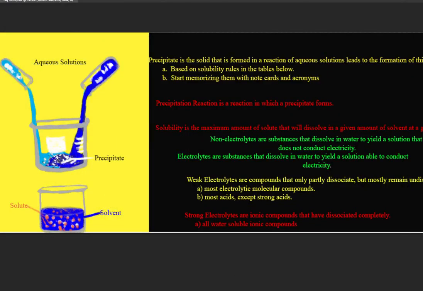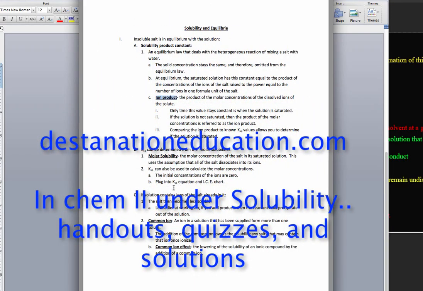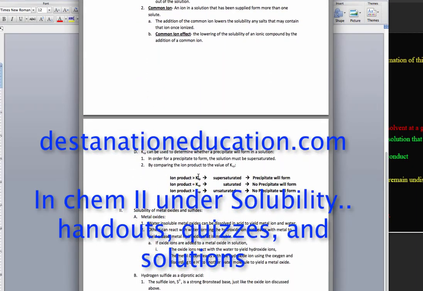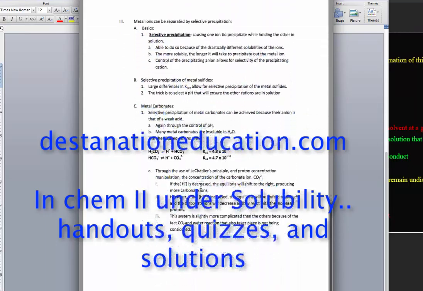In part 2 of the solubility discussion, we will be going in much more detail. We'll be looking at the details of solubility of soluble salts, looking at KSPs and the ion product. What happens when we put precipitates in solutions? Will they ionize or not? And we will be looking in further detail at the common ion effect. How does that affect our KSP values? And so forth. All this again is on destination education.